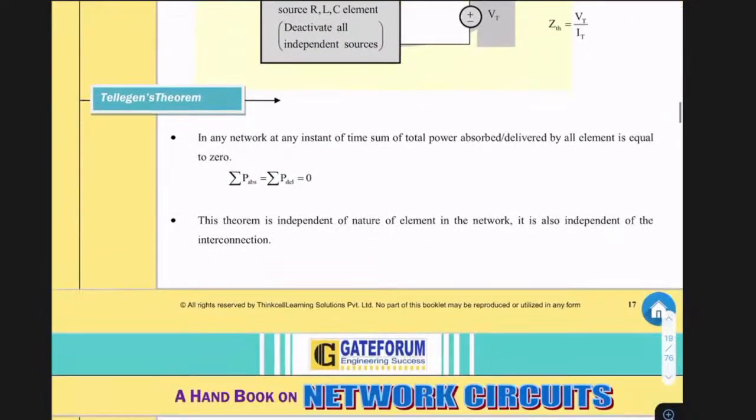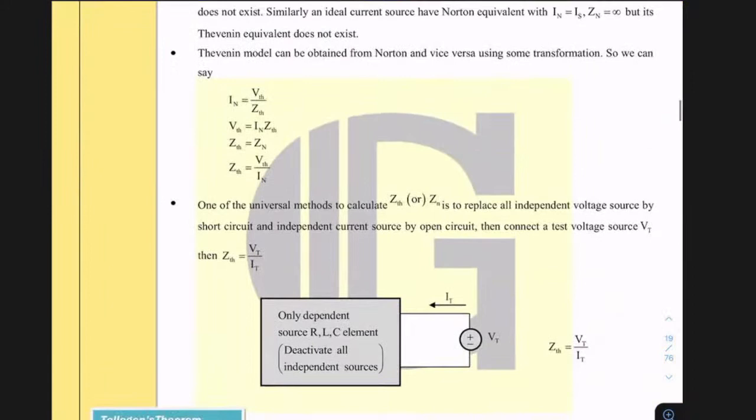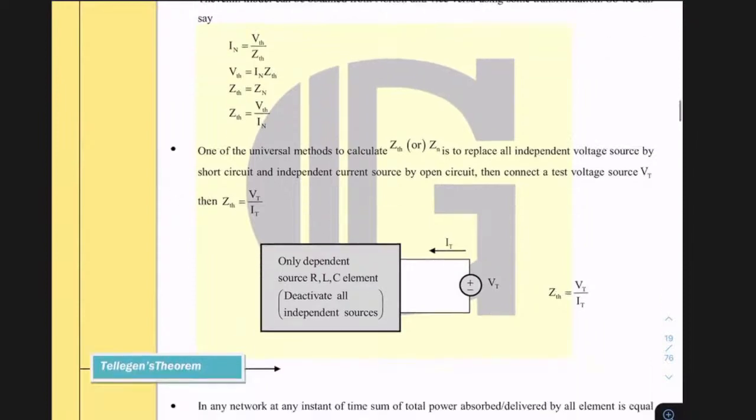But we have different circuits actually. Broadly, we have three kinds of circuits. One is where you have only independent sources with no dependent source. Another case is where you have only dependent sources. Another case is where you have both independent as well as dependent sources.